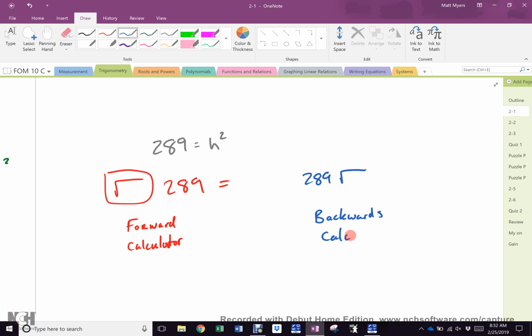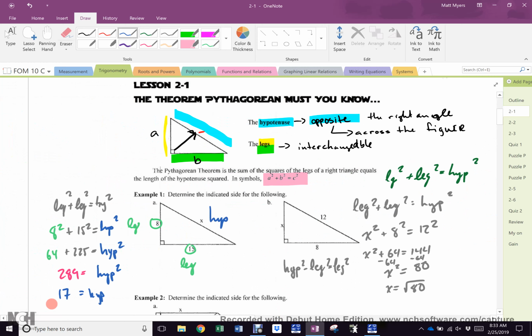Do I have any backward calculator people in the room? Just one? That's the all-time low. Excellent. Your calculator will do the same thing, but you will enter things differently. As long as you know what you have, that's fine. Everyone's good? Okay. Come back over to here.